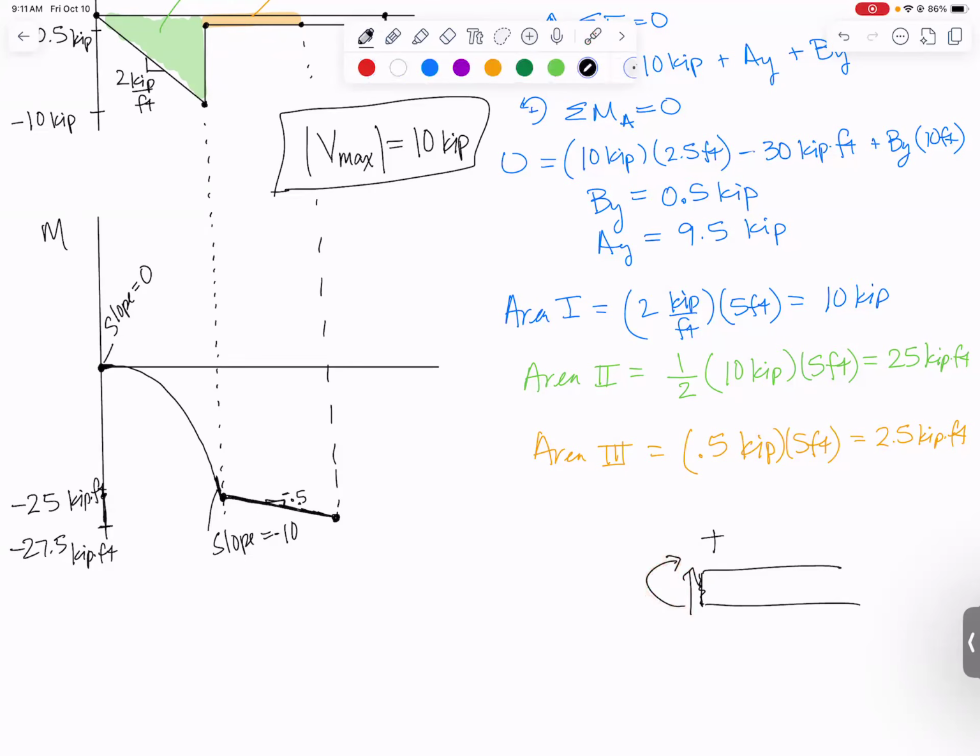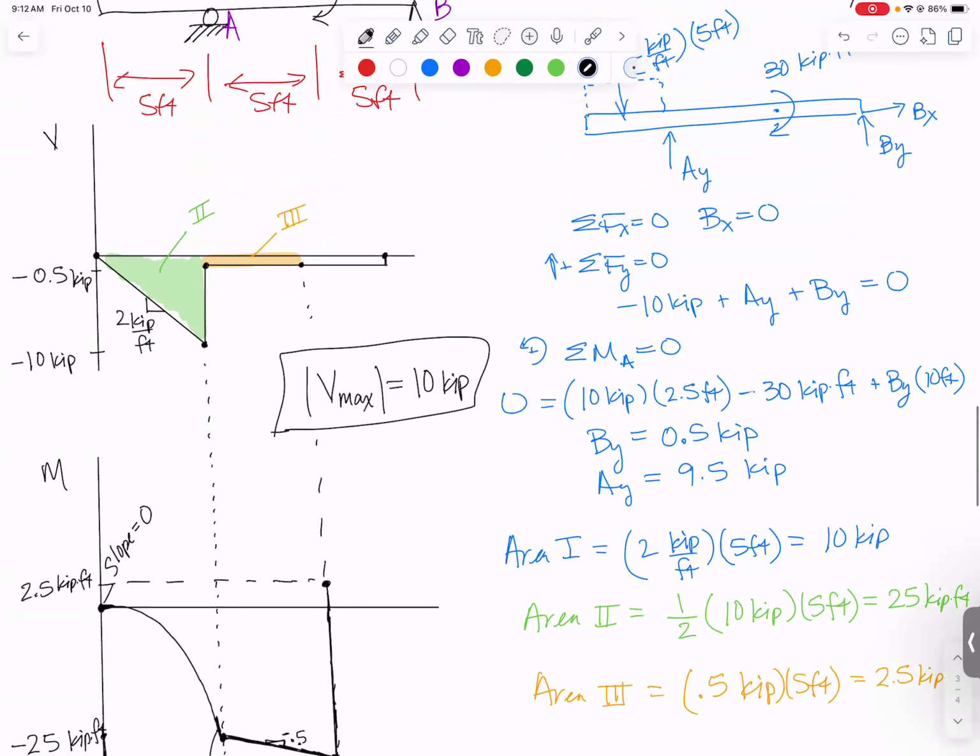We're at -27.5. If we jump up by 30, we're going to end up maybe right about there. -27.5 plus 30, we're going to end up at plus 2.5 kip feet. That's from our 30 kip foot couple moment. And then what's going to happen? Oh, we've got another little rectangle.